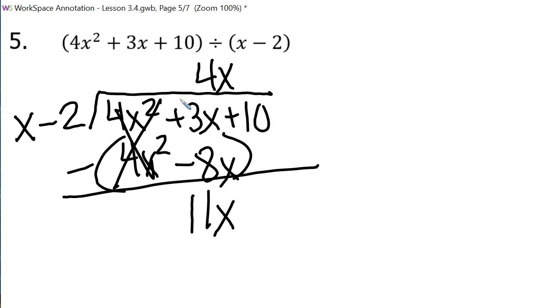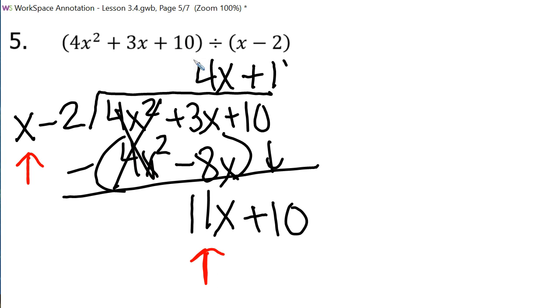Bring down a second term, so bring down the plus 10. And again, look at your numbers out front. We have x and 11x. So what do we multiply x by to get 11x? So 11 is our last answer at the top. What do I do with that 11? Multiply it. So what is 11 times x? 11x.